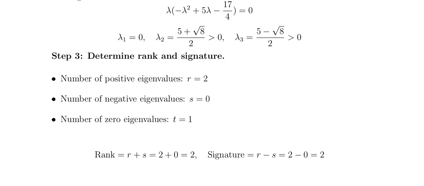So for the rank and signature, the number of positive eigenvalues here: the root 8 value is a positive eigenvalue, and this is also a positive eigenvalue. So the number of positive eigenvalues is 2, the number of negative eigenvalues is 0, and the number of 0 eigenvalues is 1. The number of positive plus negative eigenvalues is the rank, and the signature is the number of positive eigenvalues minus the number of negative eigenvalues.